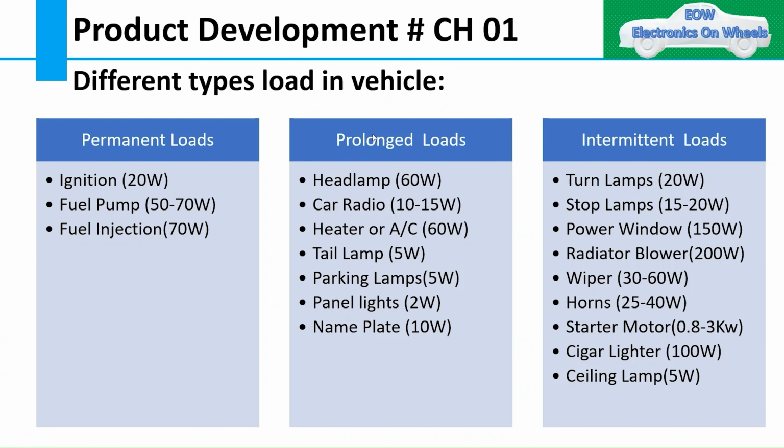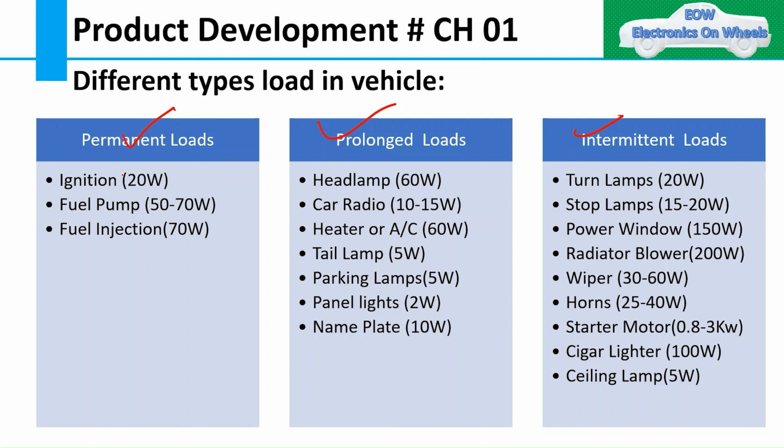We have talked about the alternator, we have talked about the battery. Now different types of load. There are different types of load in a vehicle, and they might be categorized in different ways. These are the three ways in which we have defined these loads. First is the permanent load. As its name suggests, these loads are always used when your engine is on.